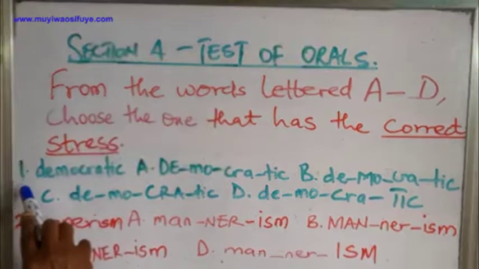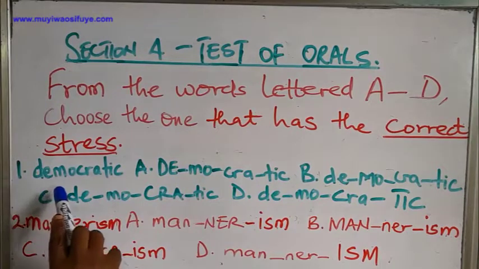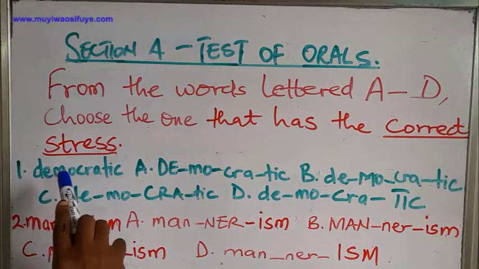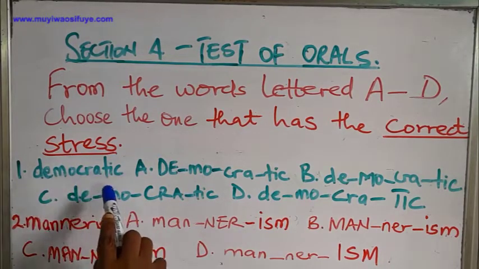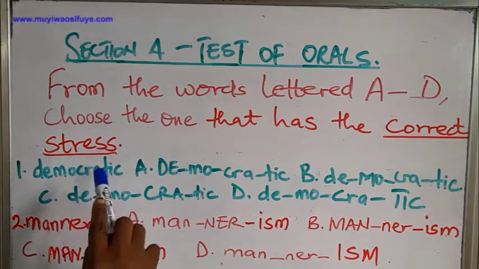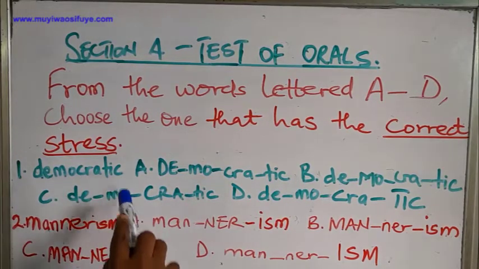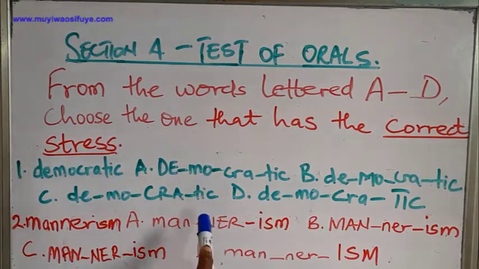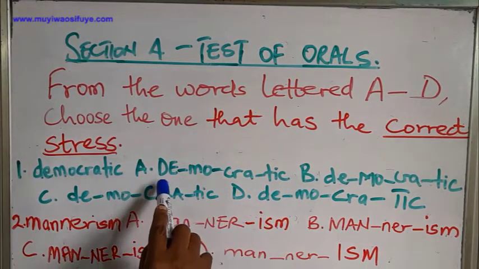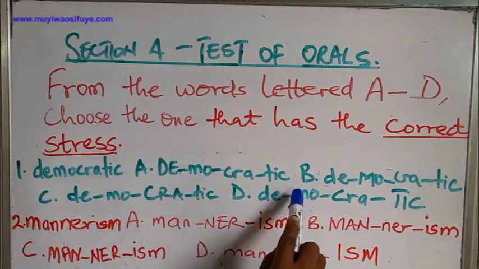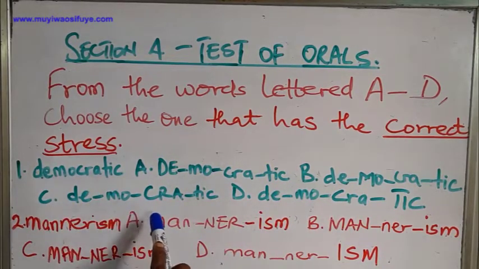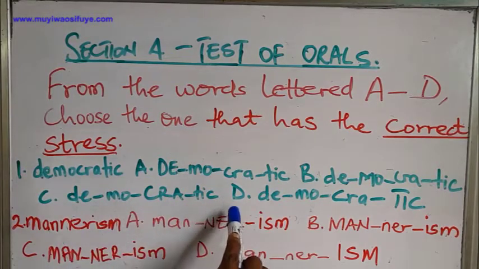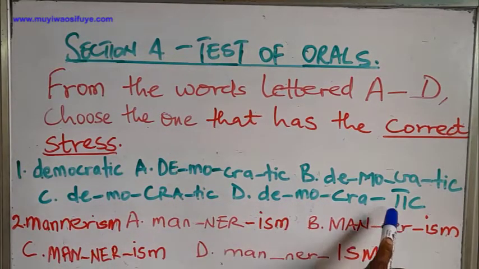Now, the first question we have there is democratic. Democratic has 4 syllables: De, mo, cra, and tic. Now we are going to find out which of these syllables has the primary stress. For option A, the stress syllable is the first syllable. In the second option, the stress syllable is the second syllable. In the third option, it is the third syllable, while in the fourth option, it is the fourth syllable.